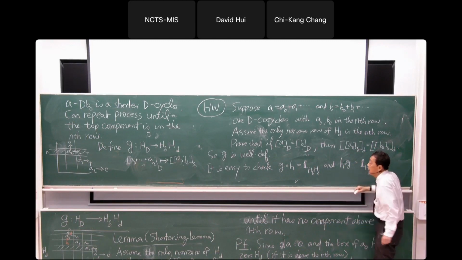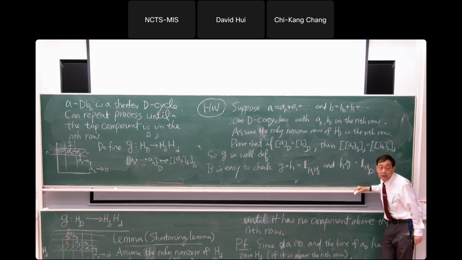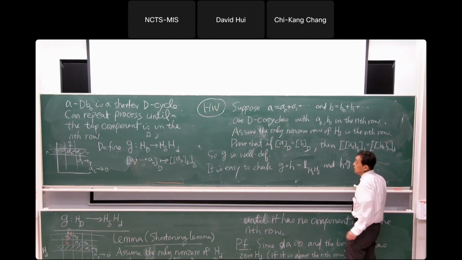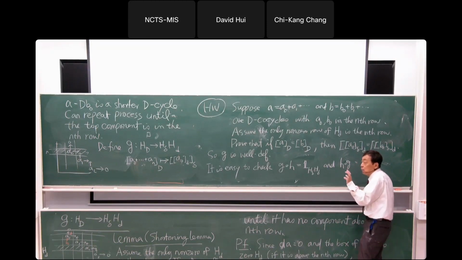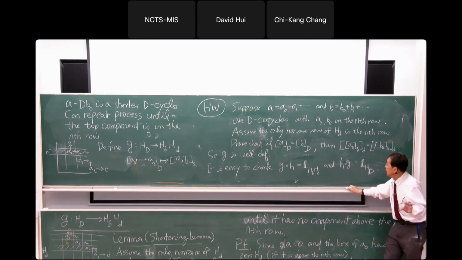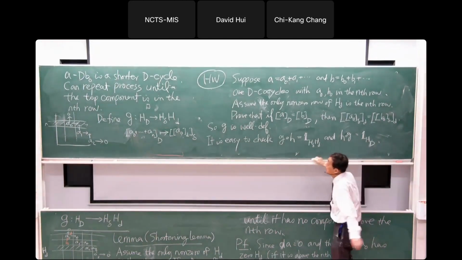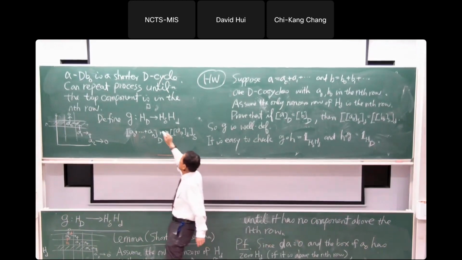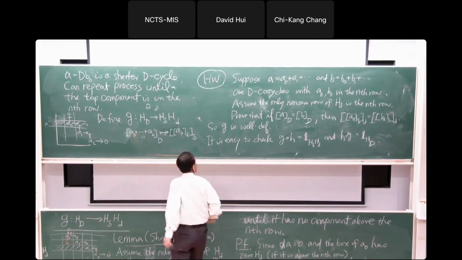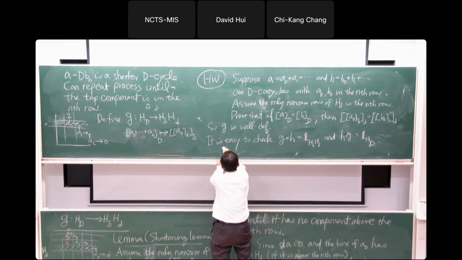Okay. So this proves the tic-tac-toe lemma, that if HD has only one non-zero row, then you get an isomorphism between these two homology groups. Okay?